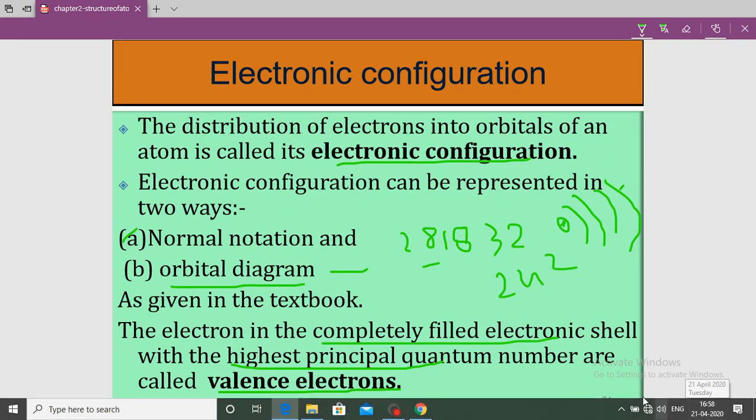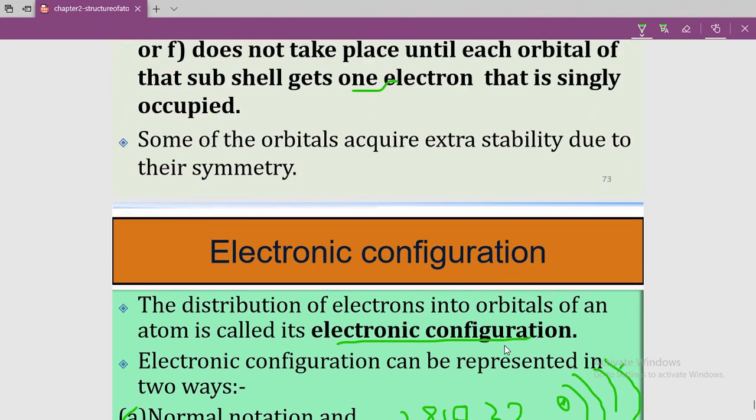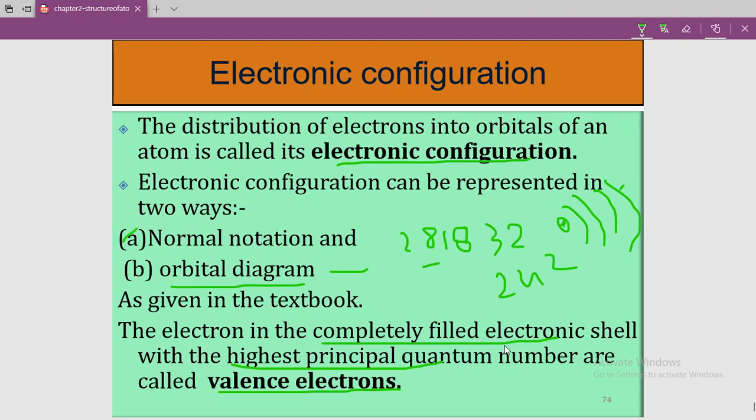Now you have to remember what are the important topics we concluded here. You have to remember all the models, rules, principles. These are important, and the discovery of electron, proton, neutron, their discoverers you have to remember, and you have to do electronic configuration of elements.